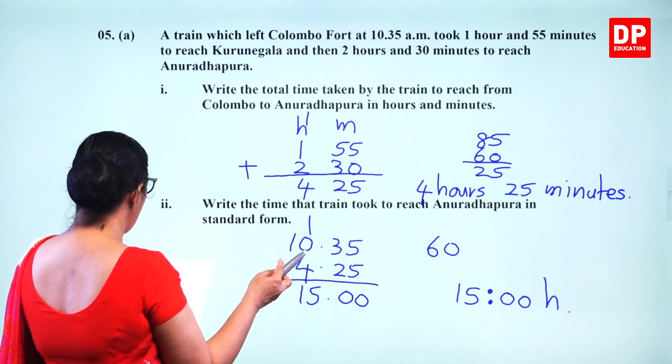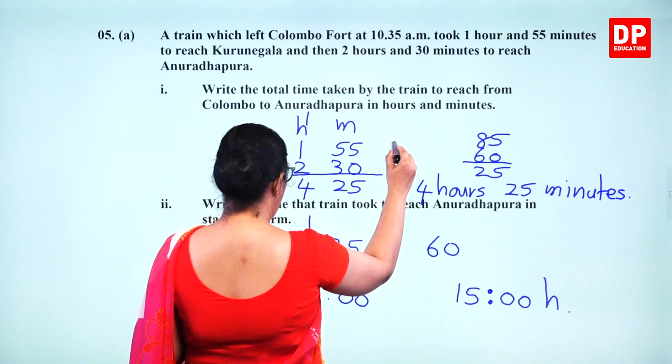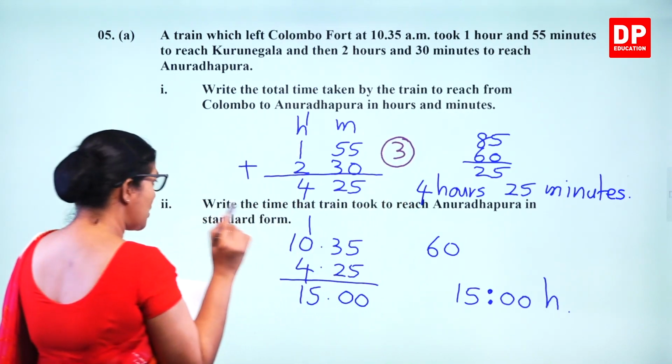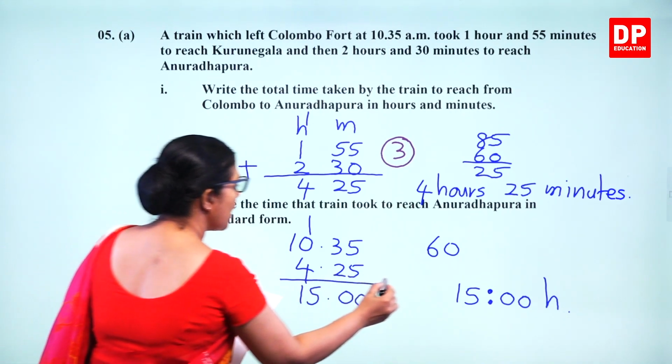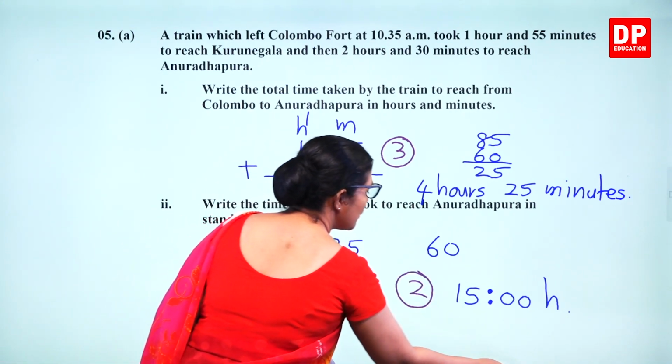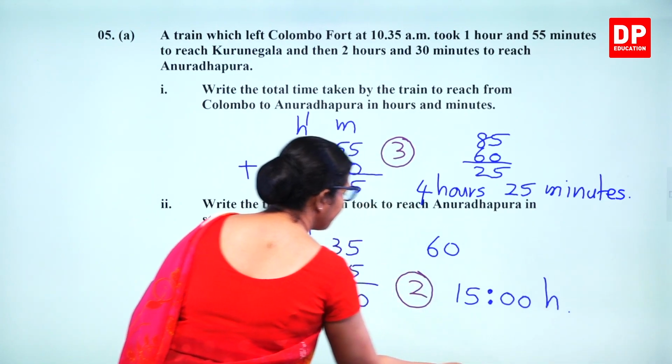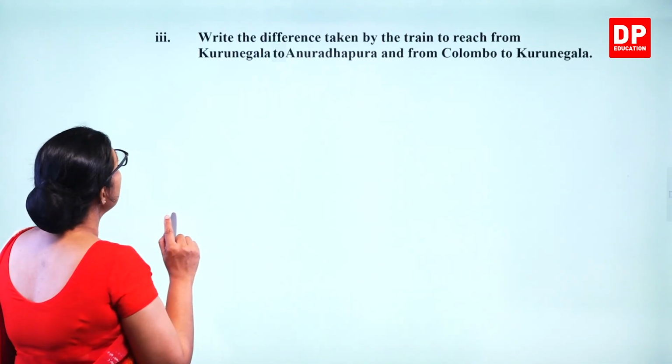How many marks for this one? You get 3 marks, 4 hours and 24 minutes, 25 minutes. And then 15 hours, you get 2 marks. So 5 marks for that. Now let's take the third part.